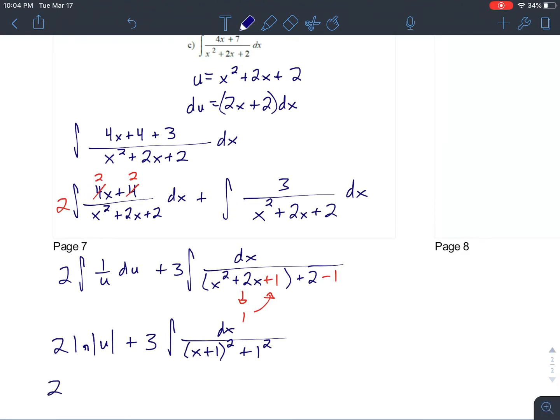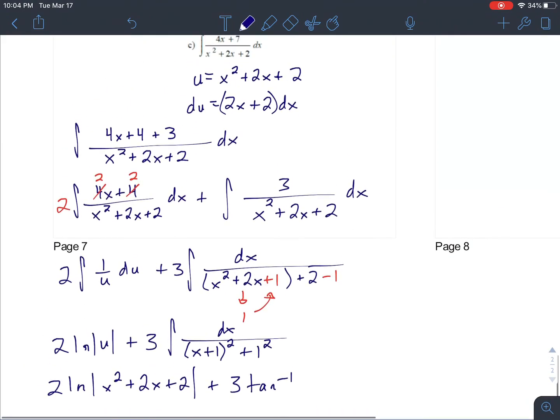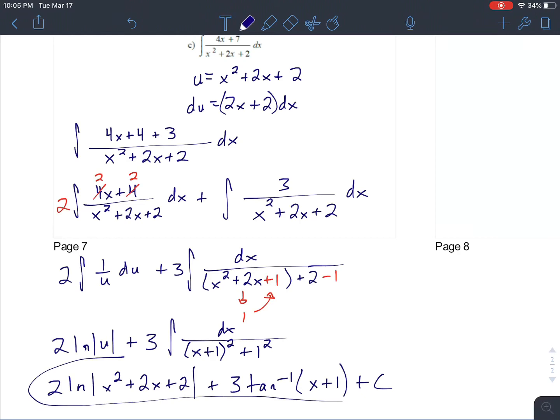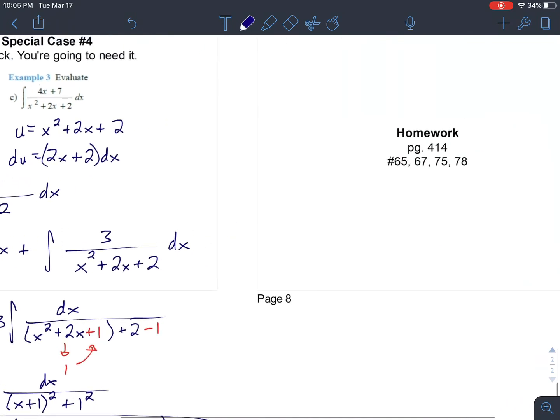So we're going to get 2, I'm going to replace my u there, so 2 natural log of x squared plus 2x plus 2 plus 3. Fortunately, our a value is 1, so it's just going to be 3 times 1 over 1, which I'm going to leave as 3 because as you can see, I'm at the bottom of the page. I can't go any further. It's going to be 3 times 1 over 1, which turns into 3, arctangent, and inside it's x plus 1 over 1, which is just x plus 1, and then finally plus c. We are done.